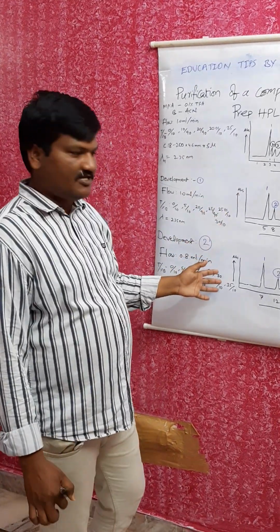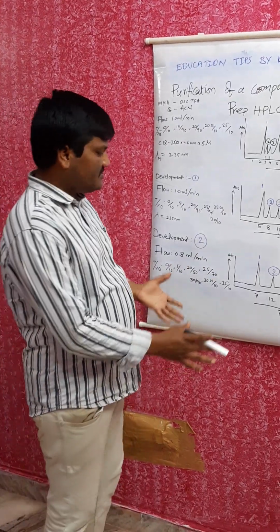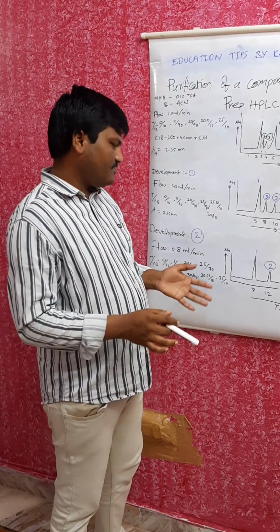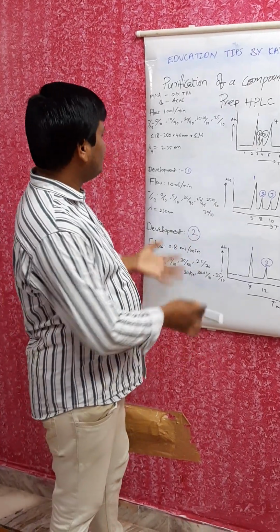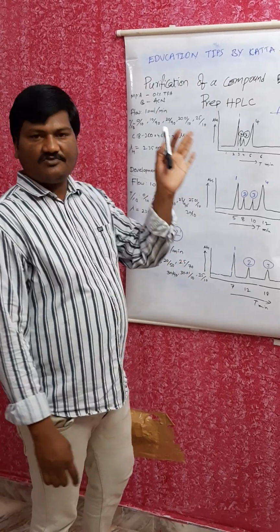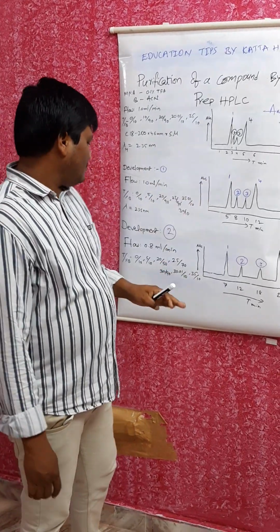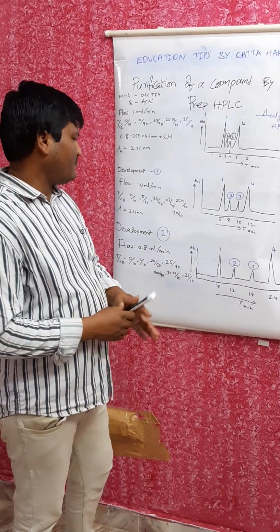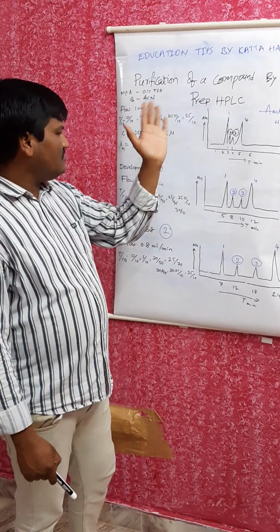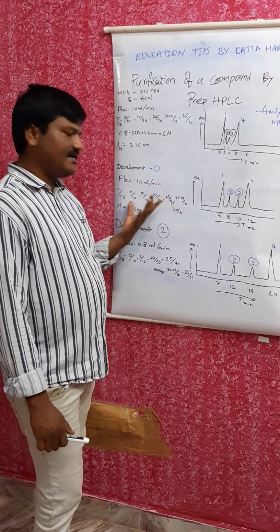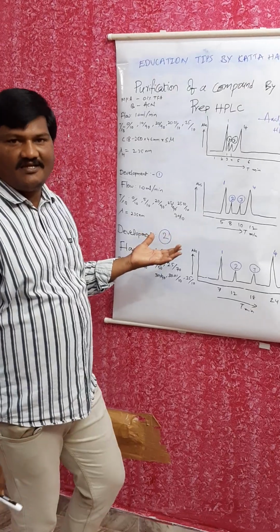In the next session, we will see how to transfer this method into a prep method, meaning the prep column: how to change the flow rates and injection volumes and convert them for the prep system, which is used with high dimension columns. For analytical column to prep column, how we have to change flow rate and gradient will all be discussed in the next session.